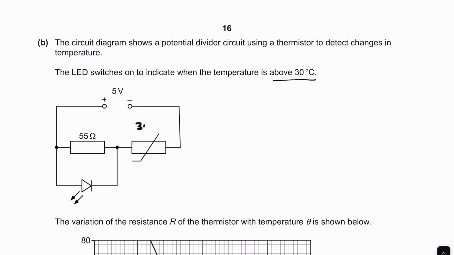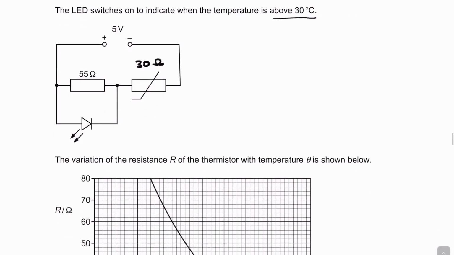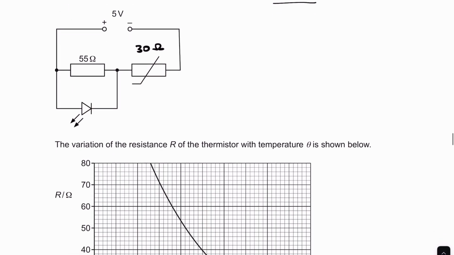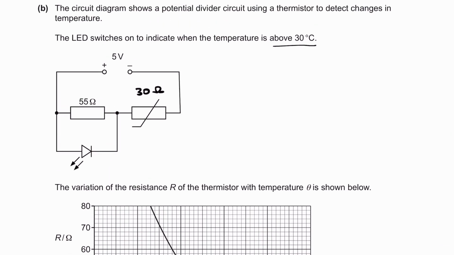Okay, so 30 ohms. Now, remember, and as per the graph as well, the resistance decreases with temperature. So, if the resistance across the thermistor decreases, voltage also decreases across it. Therefore, more volts will be available to this fixed resistor over here and the LED as well, which is connected in parallel. We are expecting, if the temperature is above 30 degrees, then the voltage will be higher across.